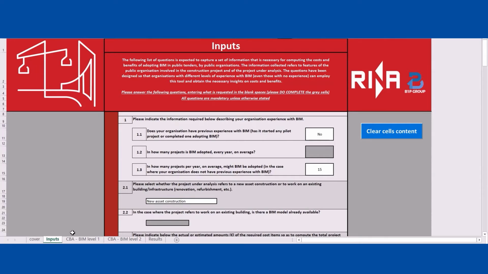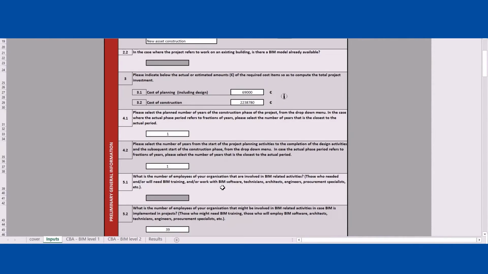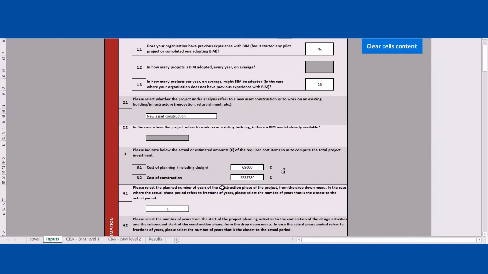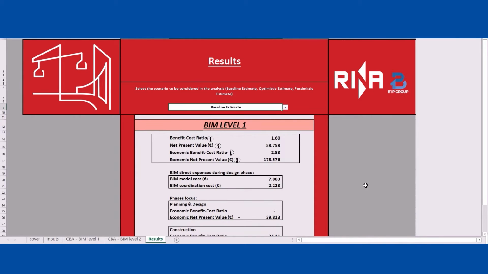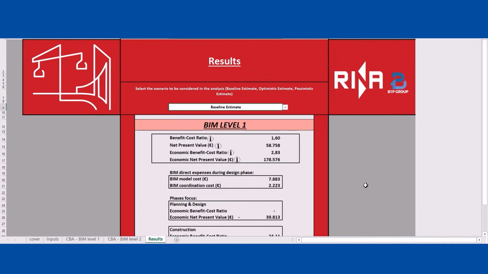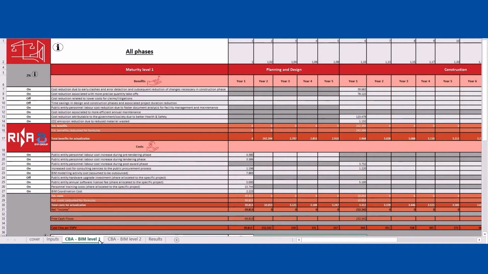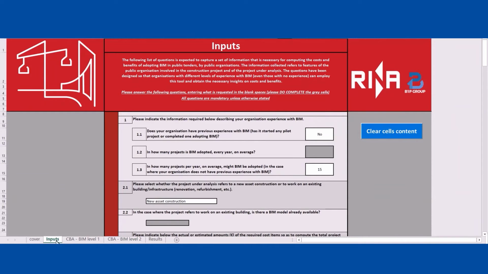The input sheet collects the preliminary information on the public organisation, the project, and the features characterising the asset. Once the input sheet is completed with all the required information, the results sheet can be consulted, where you can consider results for both BIM maturity levels 1 and 2. A more detailed insight on the results can be found in the CBA sheets for each BIM maturity level. When you have completed the analysis, you can reset all the sheets by clicking here.